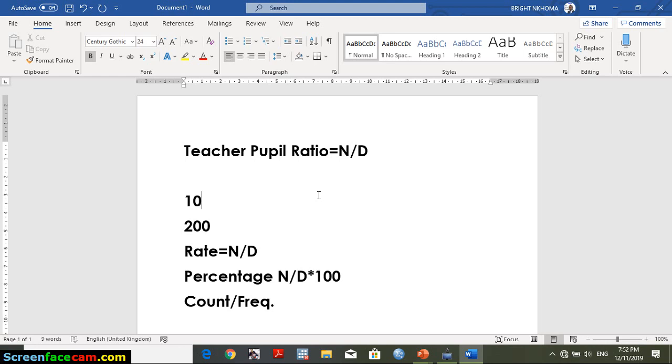So what could be our figure there? We've got a numerator and we've got a denominator. What's the final value? We've got a numerator there which is a 10 and the denominator which is a 2,000.